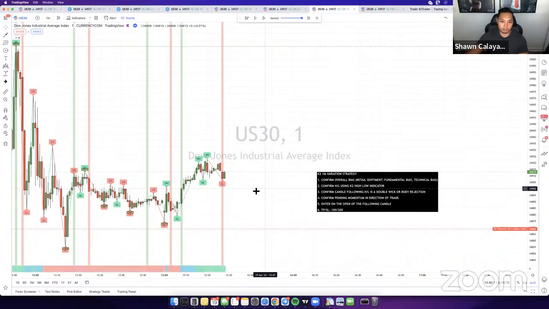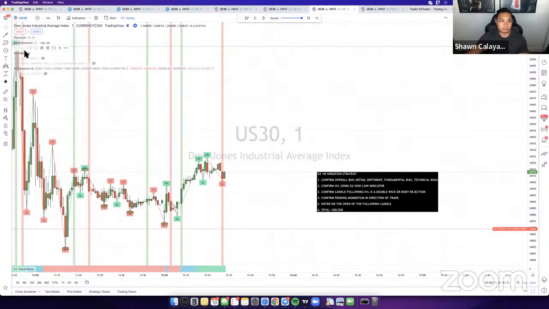You can use a trend meter. Right here, the trend meter is green, right? So you're looking for a buy. You can use the pivots. Price is above the pivots, so you're looking for a buy here. Bias is going to be for a buy. Your retail sentiment is telling you to buy. Fundamentals are telling you to buy. And technicals are telling you to buy. So what are you going to do?